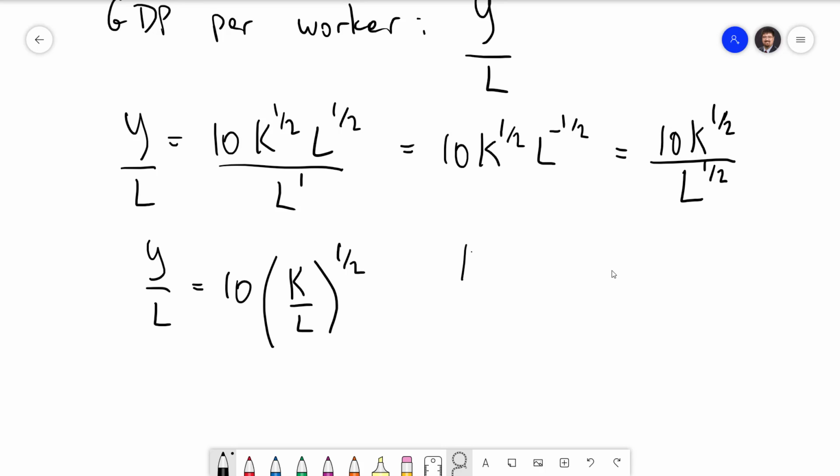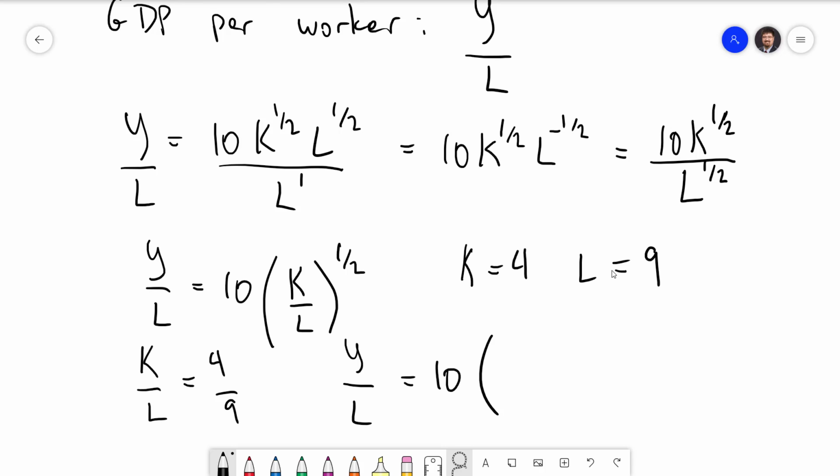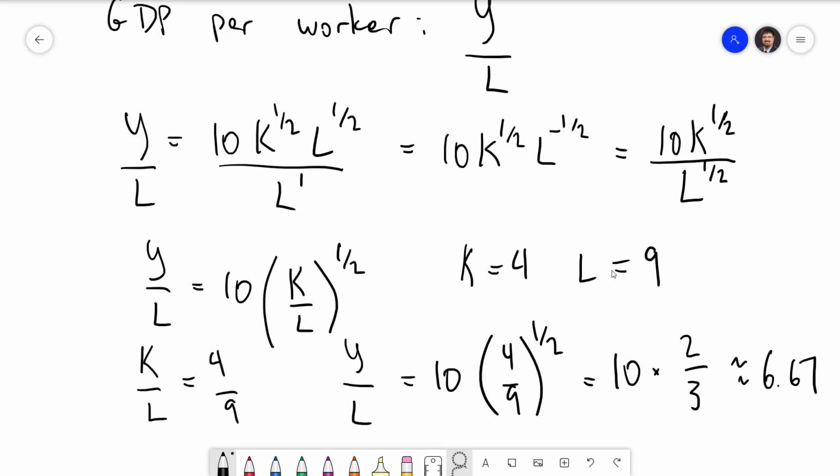In our example, remember that we had 4 units of capital and 9 units of labor. Here we have K over L equals 4/9. Remember that capital per worker is one of our measures of productivity. Y over L will be 10 times 4/9 to the 1/2, which is going to be 10 times 2/3, because we need to apply the 1/2 power to both the 4 and the 9. Can't forget to do that. And that's going to be approximately 6.67.